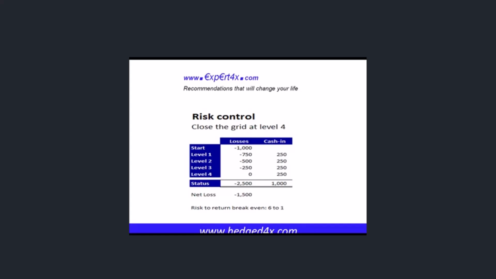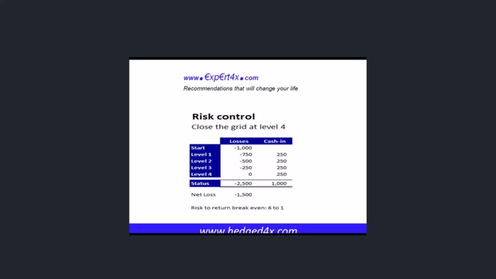So at that point, what we're saying is, just treat that as a loss and start again, or refrain from trading until you are sure that the currency is no longer trending. So that is the risk control method that we use. And if you trade the grid trading system over a long period of time, sure, you will be stopped out a number of times, but you will also cash in a lot more than you'll get stopped out.